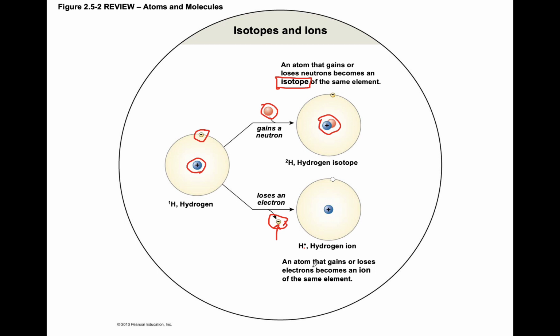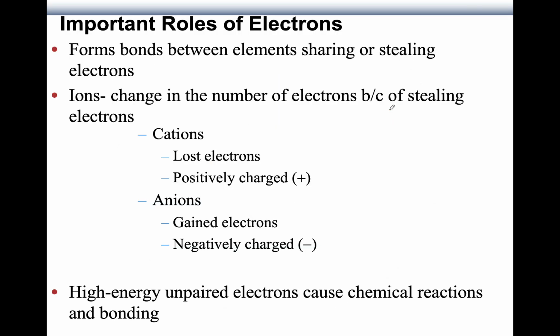Anytime you gain or lose electrons from an element and change the charge of that element, you are now called an ion. So this here is a hydrogen ion. This here is a hydrogen isotope. The terms ion and isotope are important. Please make sure you know them. Now, as you lose and gain electrons, you lose and gain charge. And both can equally take place.